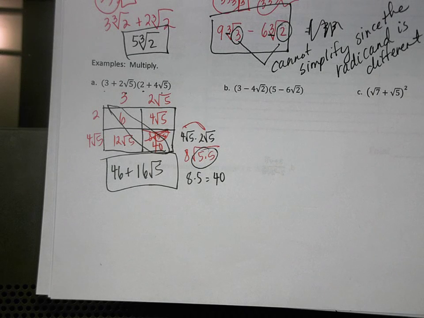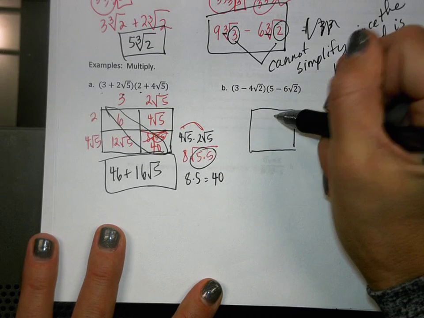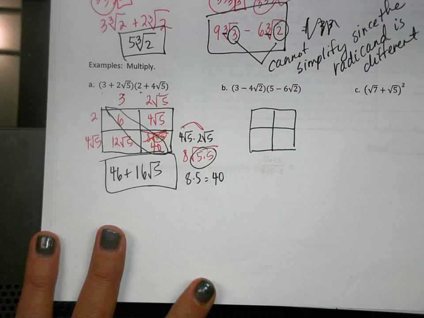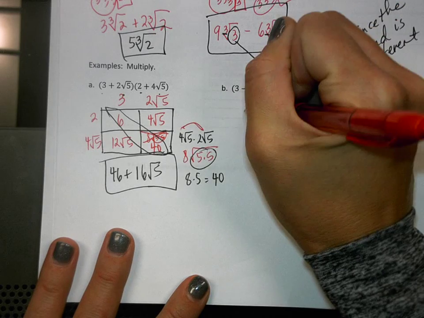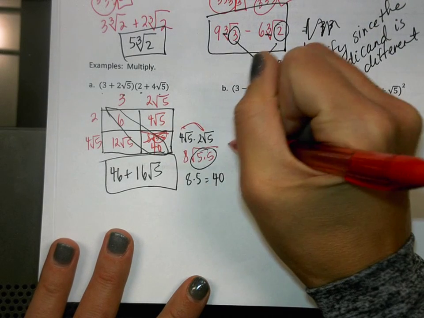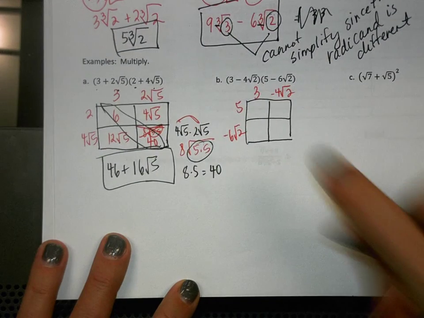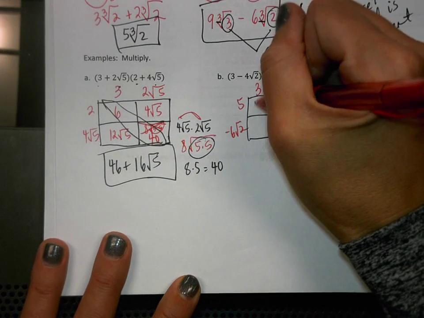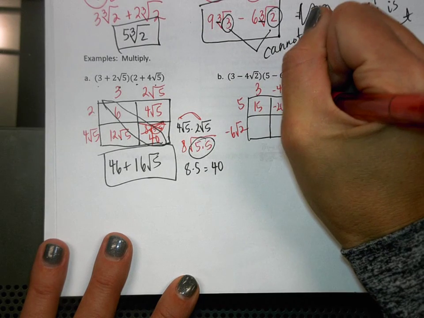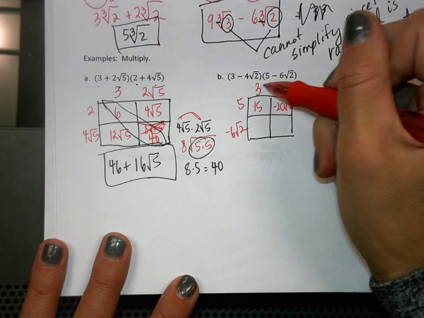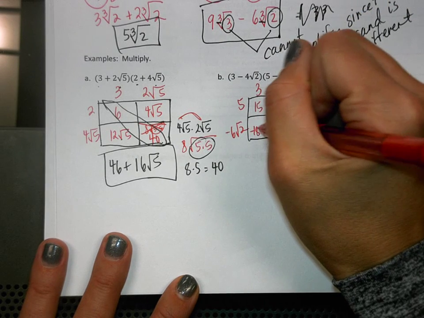Okay, so let's go ahead and do B. We're going to do a box again. Notice this time we have some negative numbers. So when I write this down, I have 3 and negative 4 root 2, and then I have 5 and negative 6 root 2. So when we multiply here, 5 times 3 is 15. 5 times negative 4 root 2 would be negative 20 root 2. And then on the bottom, negative 6 root 2 times 3 is negative 18 root 2.